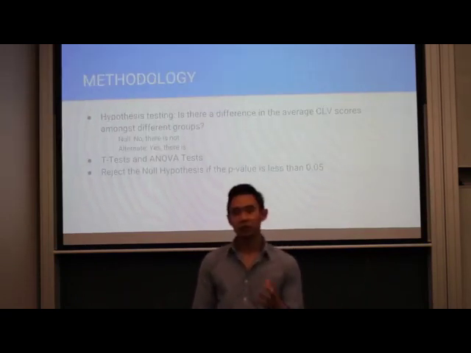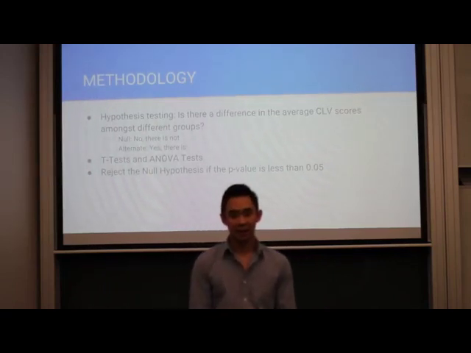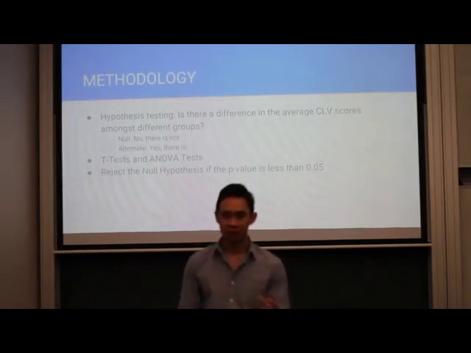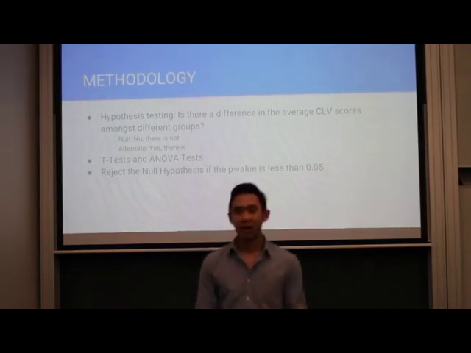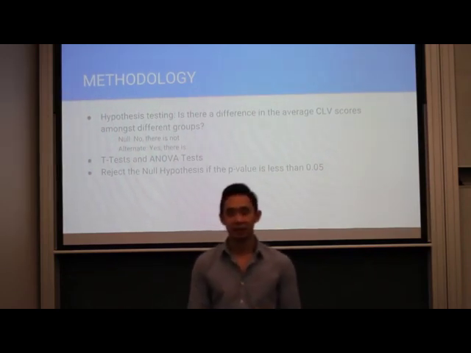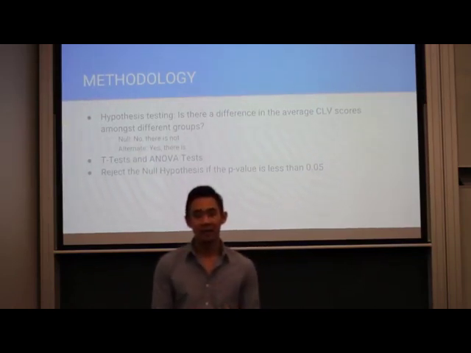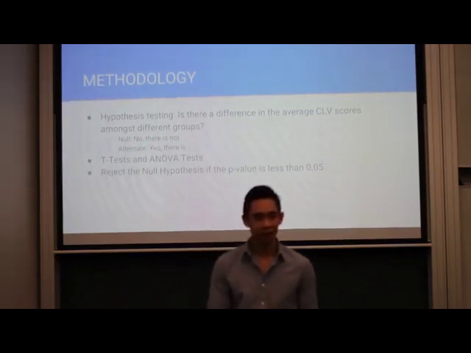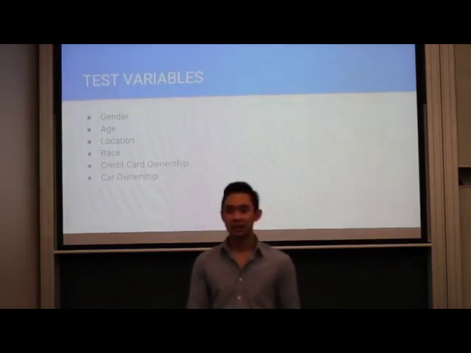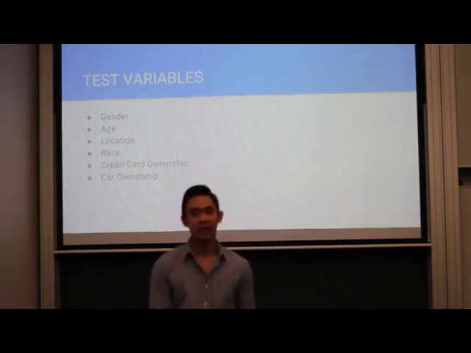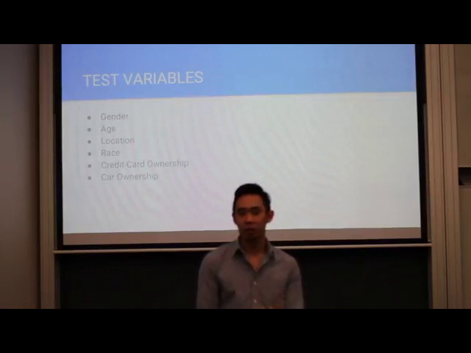So we calculate this through doing hypothesis testing, where we see if the means differ from different groups. So the null hypothesis is that the means do not differ based on what demographic group the consumer is from, and the alternate hypothesis states the opposite. We do this through t-testing and ANOVA testing, and if the p-value is less than 0.05, we reject the null. So the variables we use are gender, age, city they come from, and race. These are demographic factors. And other special factors from the data set include whether they own a credit card and whether they own a car.